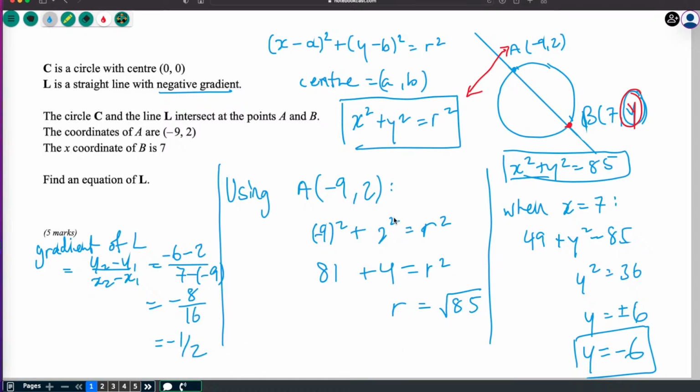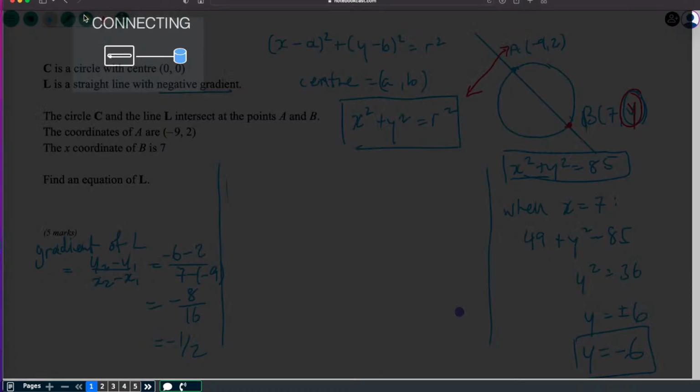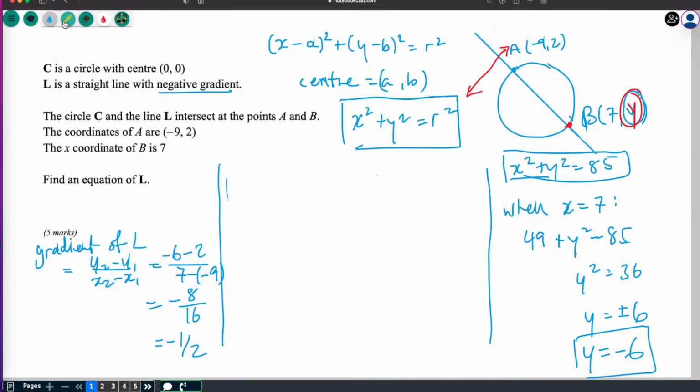Okay, I'm going to erase some of this. Hopefully you don't need it anymore. This was where we found the radius, so I'm just erasing that. So we have the gradient of the line because we found the point B. Oops. Hopefully this doesn't continue. There we go, thank you.